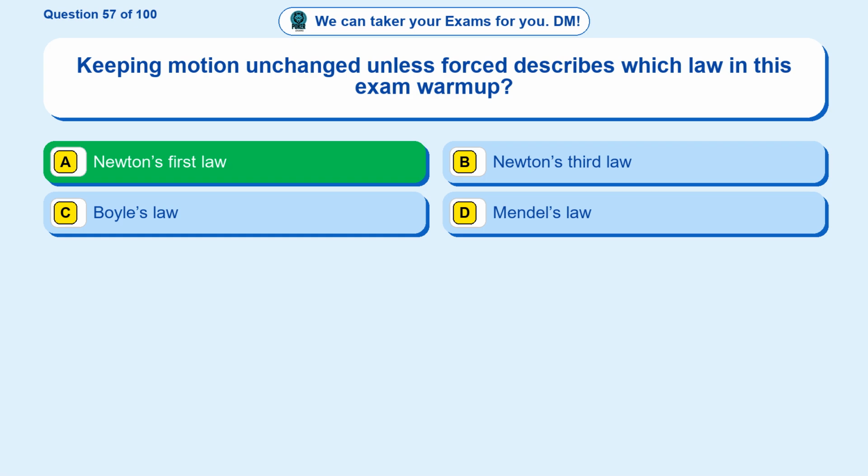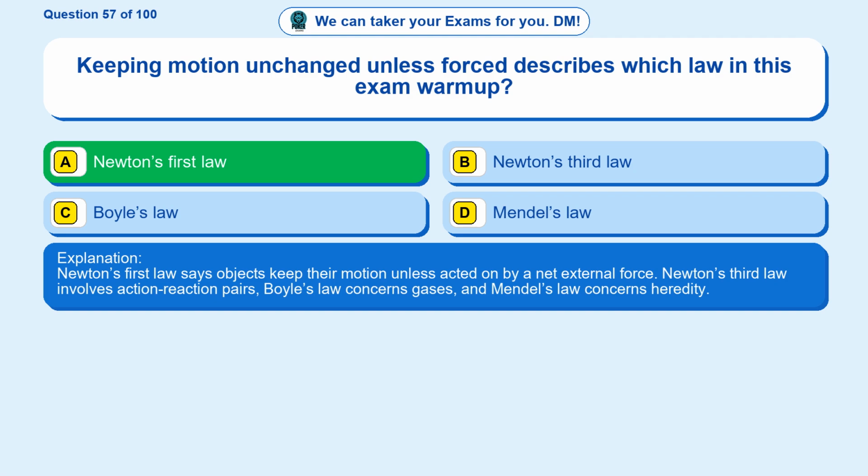Newton's first law. Newton's first law says objects keep their motion unless acted on by a net external force. Newton's third law involves action-reaction pairs, Boyle's law concerns gases, and Mendel's law concerns heredity.